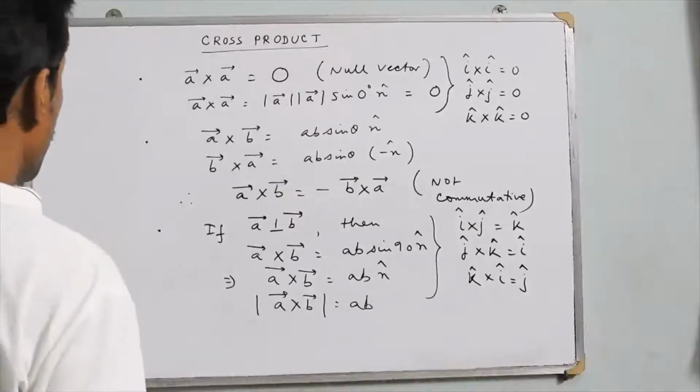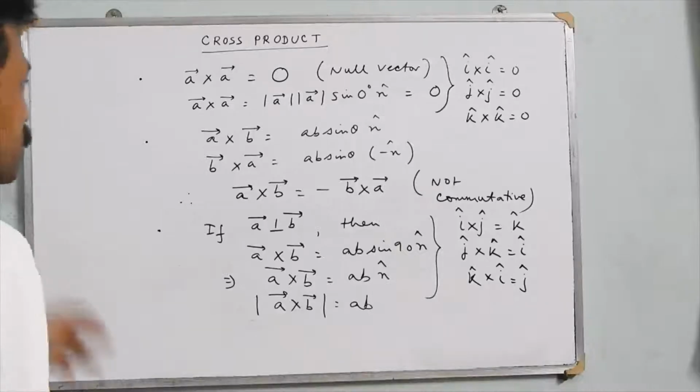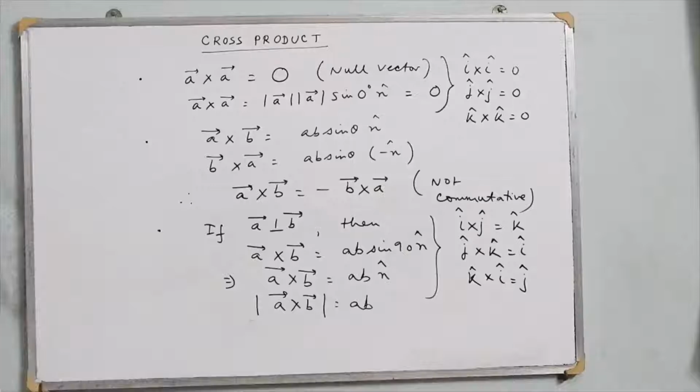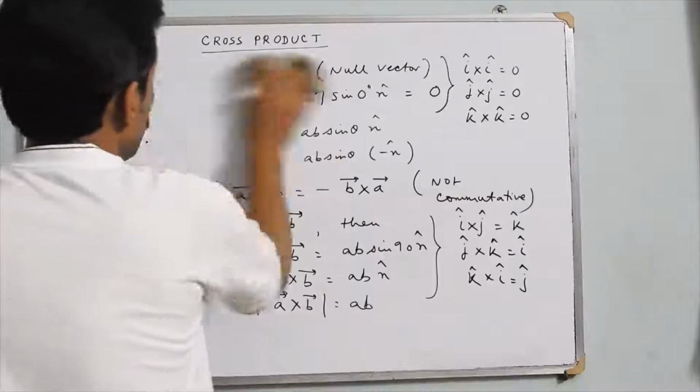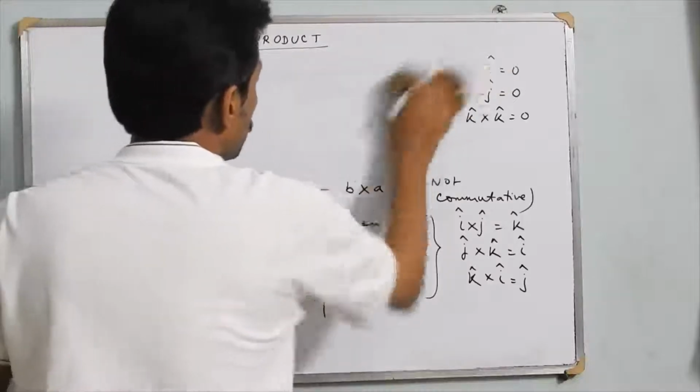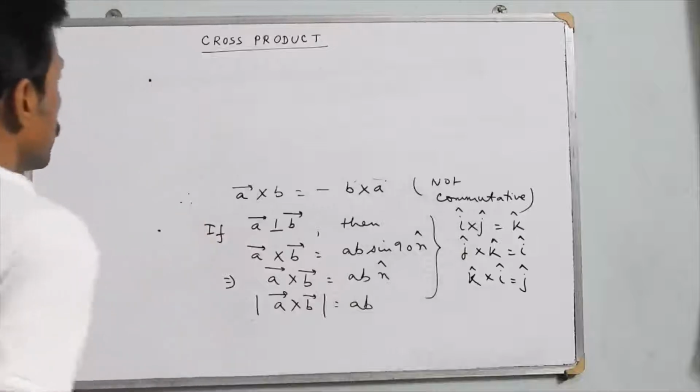So the condition for perpendicularity of two vectors is that their dot product is 0. We have already learned it. And now the condition that two vectors are mutually parallel is that their cross product will be 0. So two vectors are mutually parallel means that their cross product is 0. This is a necessary and sufficient condition, you can say.